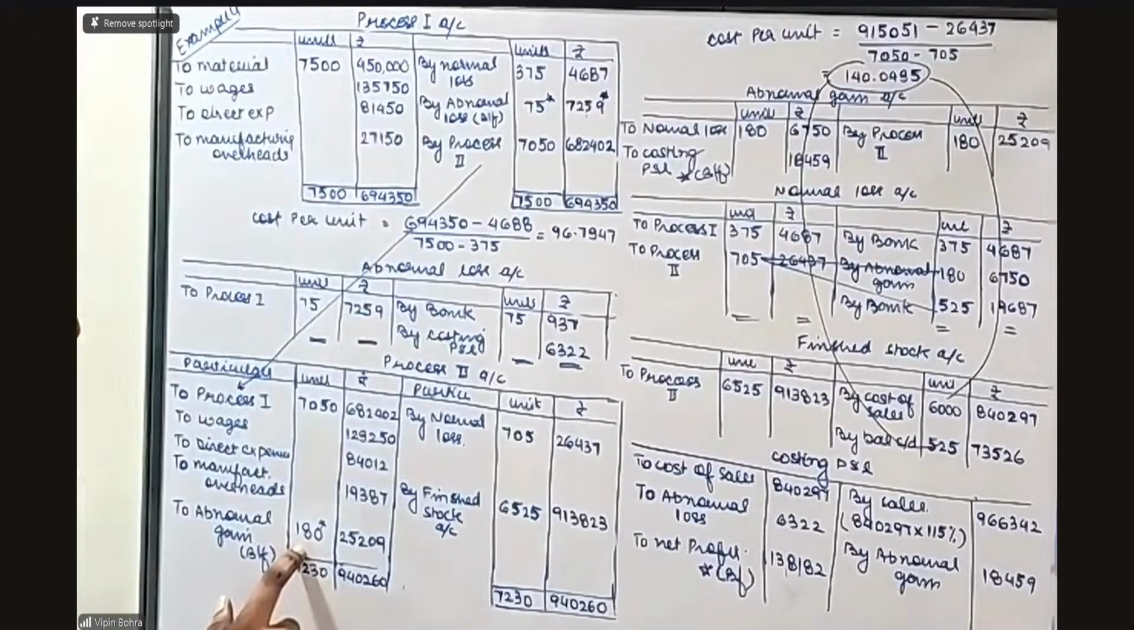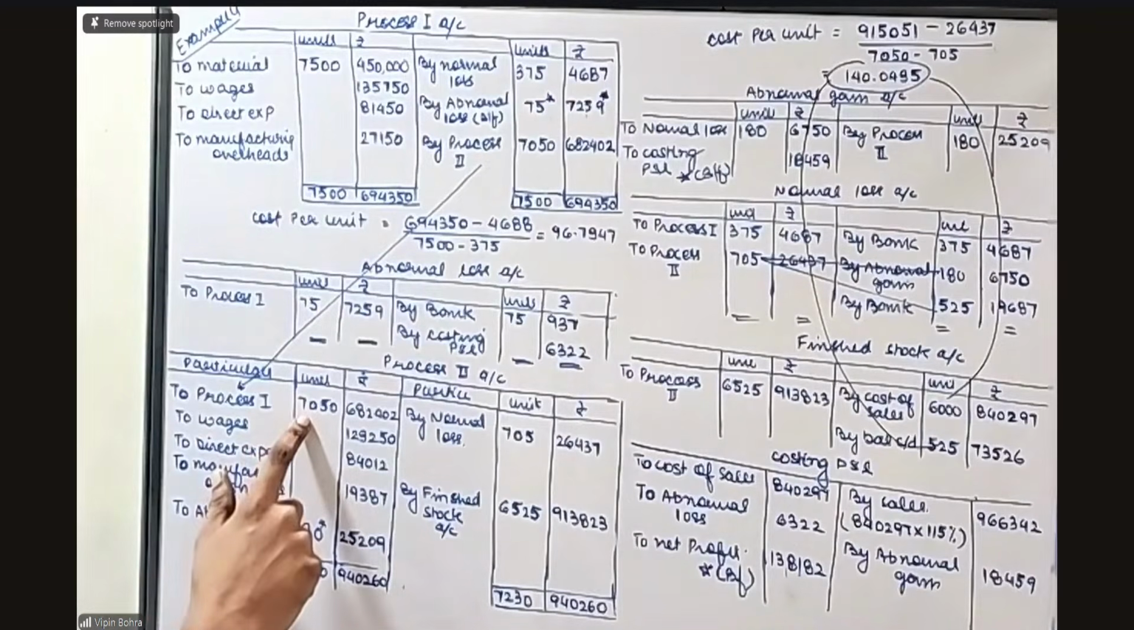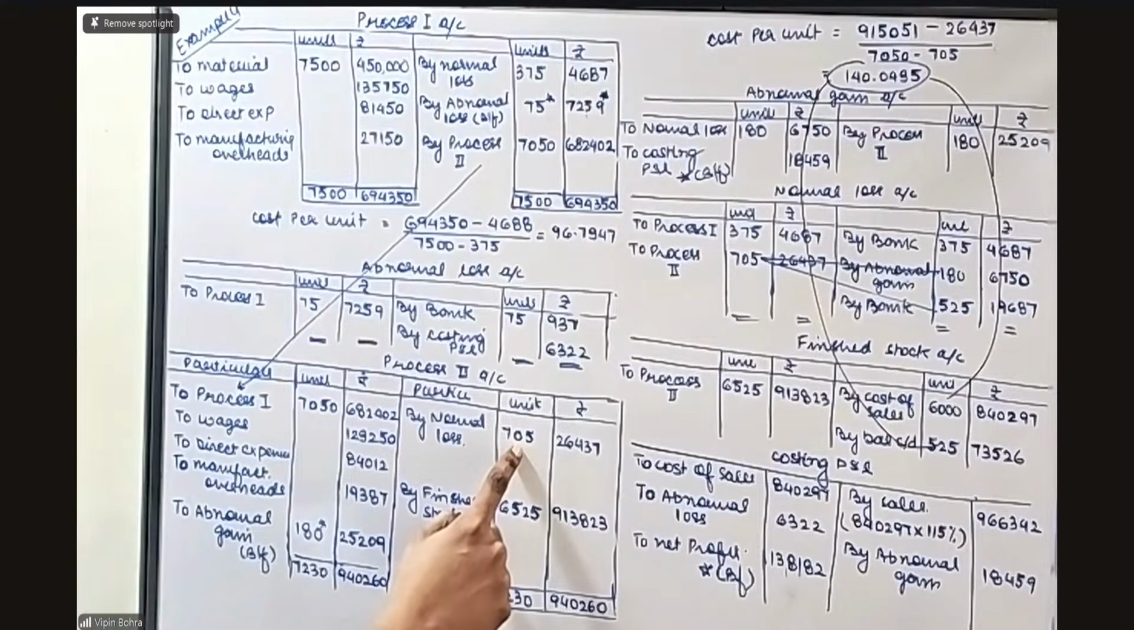Abnormal gain 180 is the balancing figure. See, 7050 is my input. My normal loss is 705. My output is 6525. So the balancing figure will be my abnormal gain, Minu.